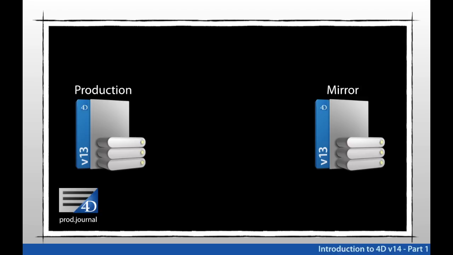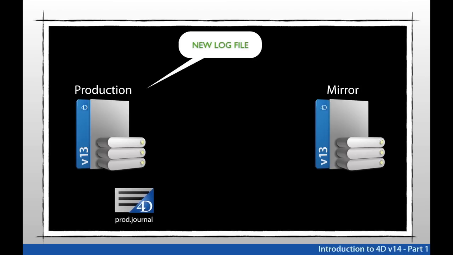So how do we do mirroring? Well, the mirror is read-only, first of all. You call the new log file command on the production server. That causes 4D to create a new log file. It takes the old log file, gives it the 4BL extension, and this is something that we commonly refer to as a log segment.